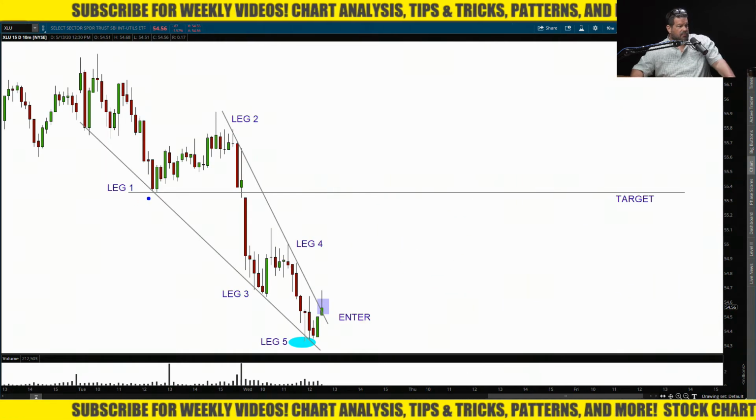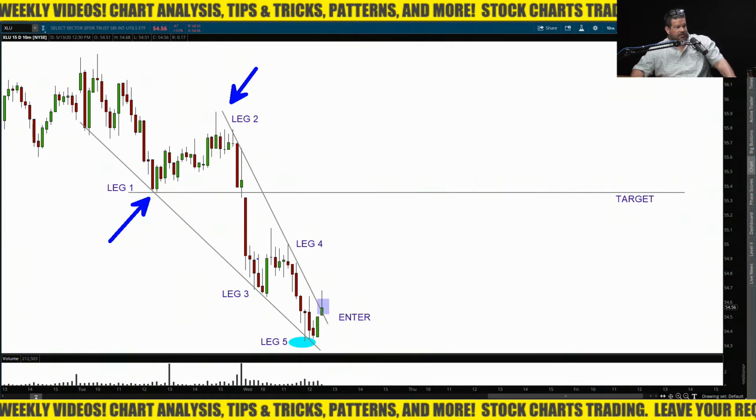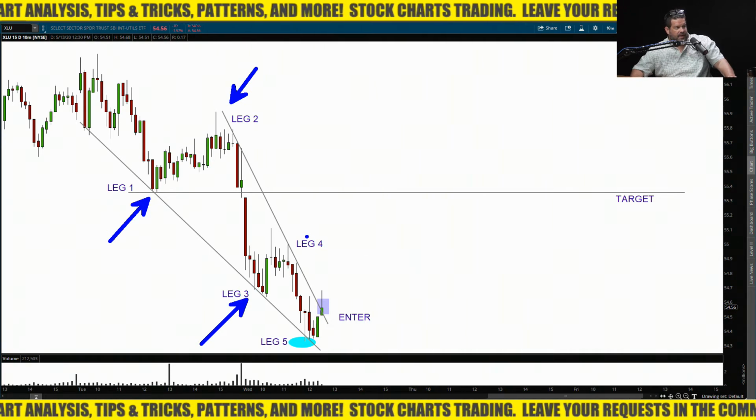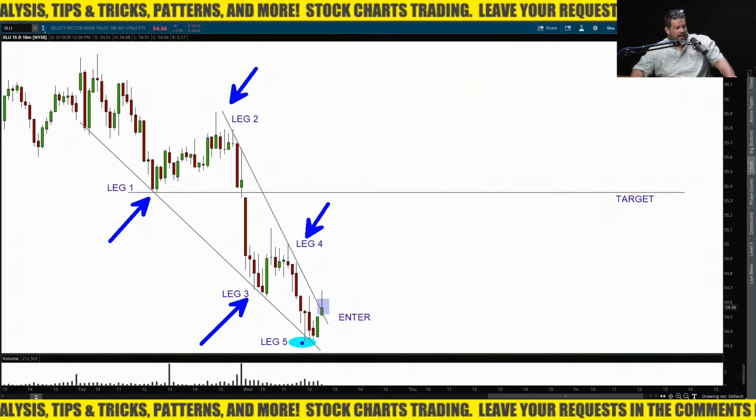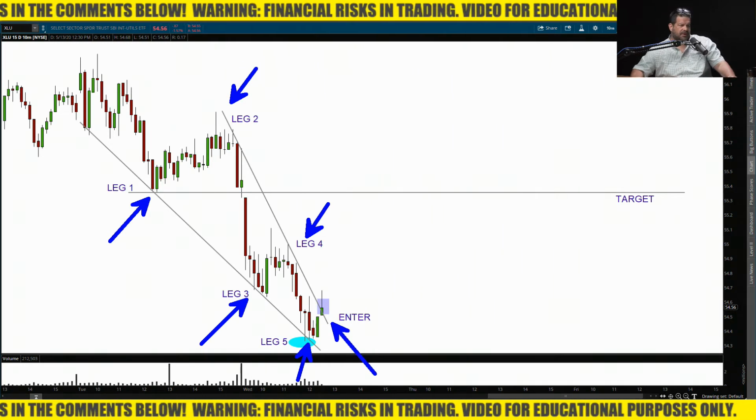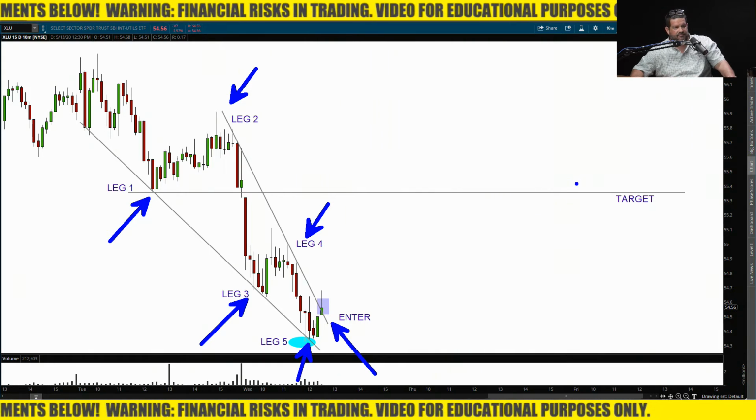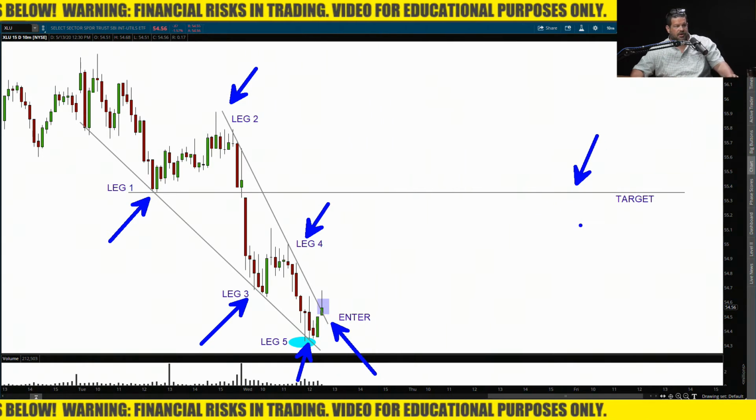All right, so let's go over this trade one more time. We have support, which is leg 1. We have resistance, leg 2. We have support, leg 3. We have resistance, leg 4. We have a confirmation breakout. Now we have a confirmation break of the trend line to enter the trade. And we have our resistance level, which is going to be our target.